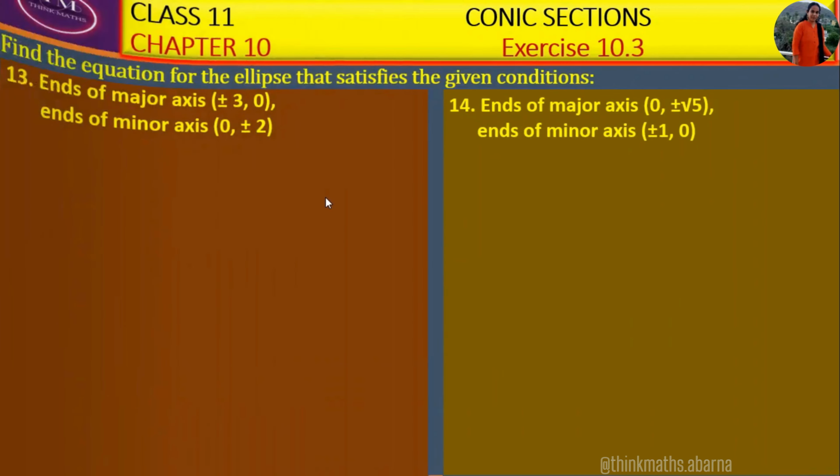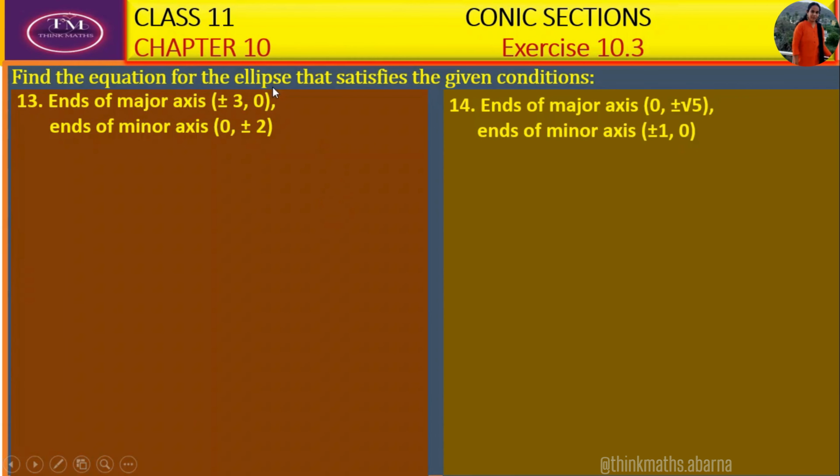So moving on to the 13th question. Find the equation for the ellipse that satisfies the given condition. What are the conditions here? They have given ends of major axis as plus or minus 3 comma 0 and ends of minor axis as 0 comma plus or minus 2. Now take only the major axis. Where is the major axis? It has x coordinate, so y coordinate is 0. Therefore the major axis is the x-axis.